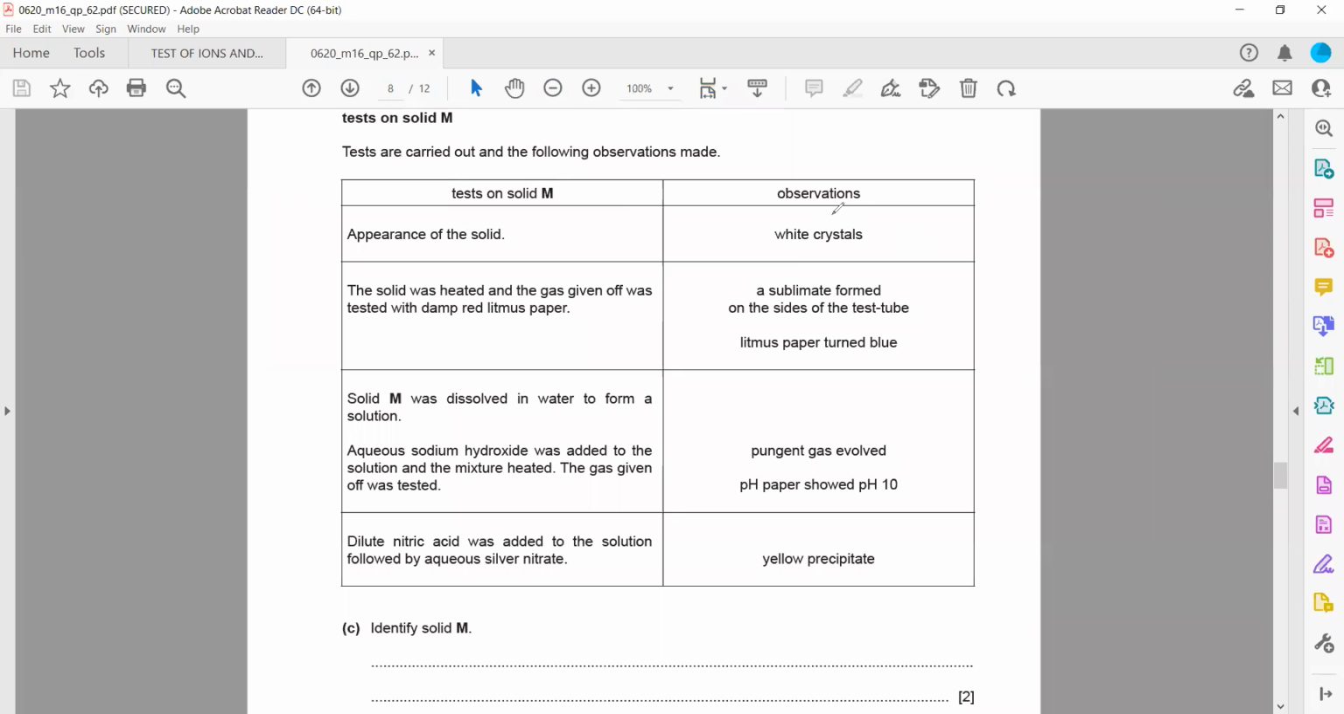If the appearance is white, it means it does not contain any transition element, because transition elements form colored compounds. Then the solid was heated and the gas given off was tested with damp red litmus. A sublimate formed on the side of the test tube and the litmus paper turned blue. So it's alkaline.